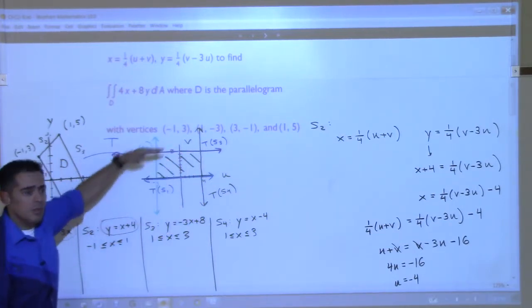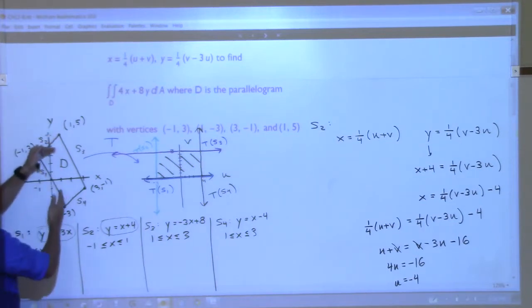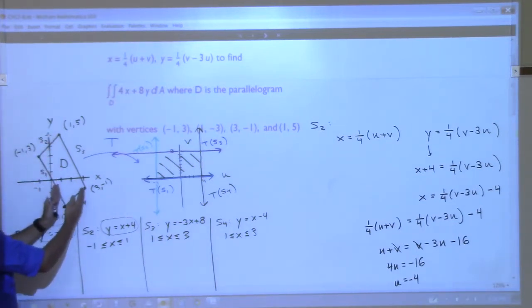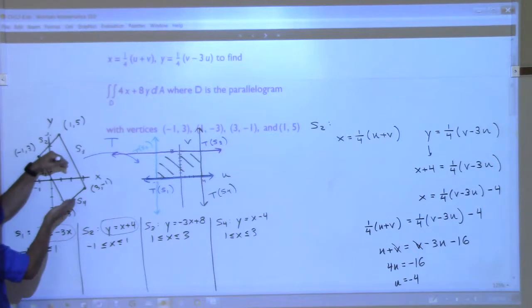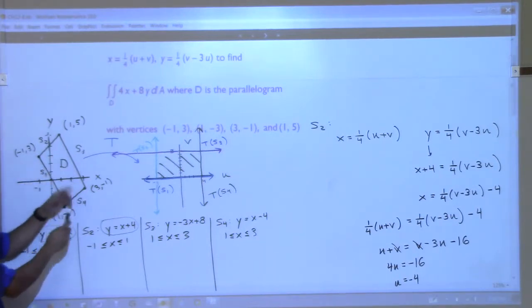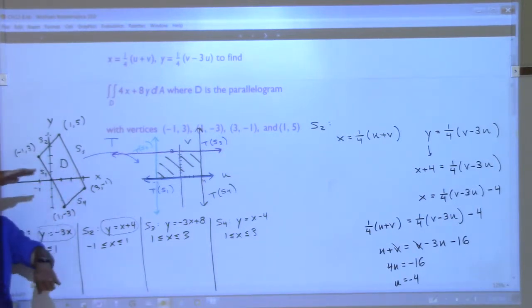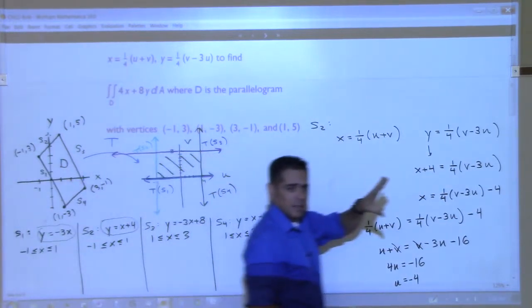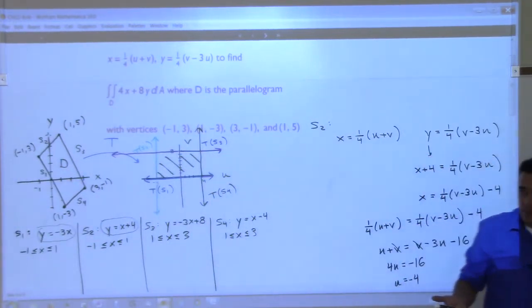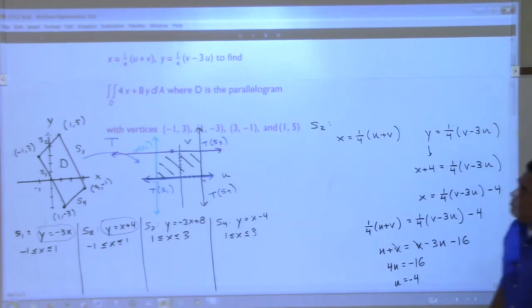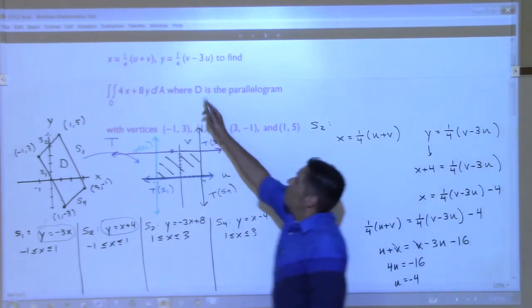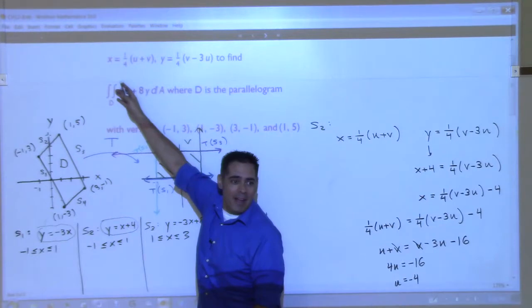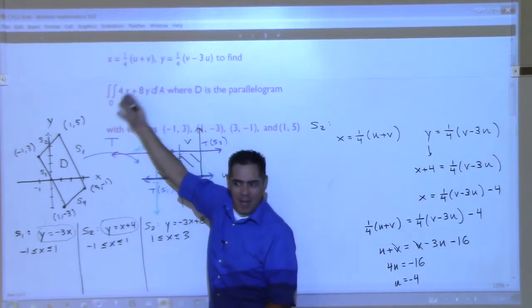As opposed to here, we could have split it up, but then we would have x between constants, but y's between two functions of x. So our limits of integration here would have variables in them, where here they're going to be constants. And that's good, wouldn't you say? Now, what no one has asked is, where did these come from? Like, why do that?